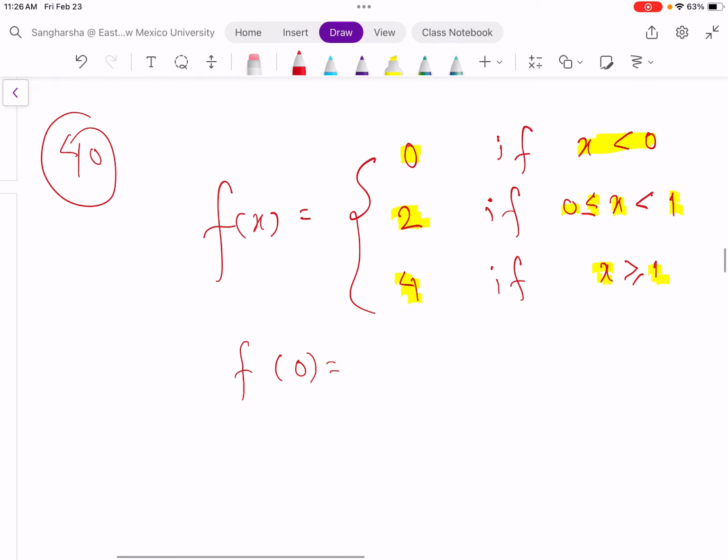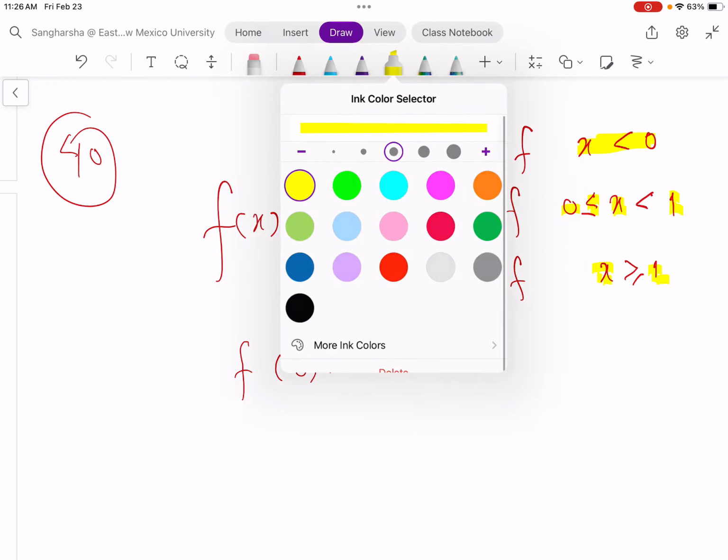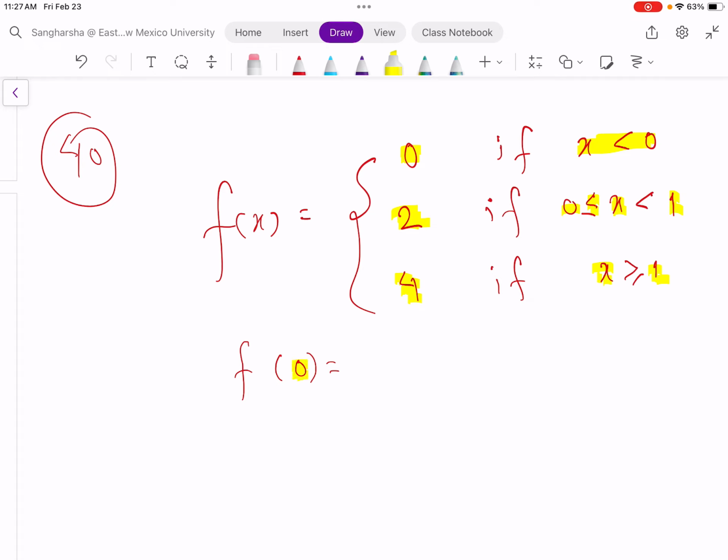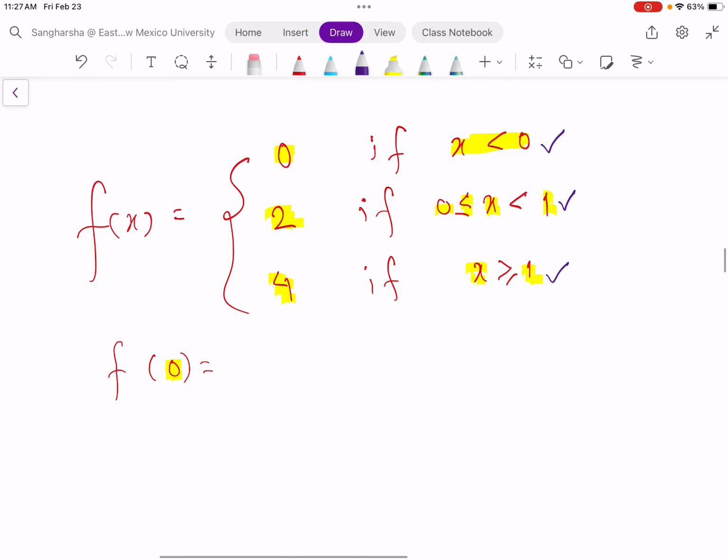That's not correct. So f of 0 means your input is 0, right? Now where do we find 0? In the first set, second set, or third set? The first set is x less than 0, so your input has to be less than 0. In the second set, x is greater than or equal to 0 and less than 1. The third set is x greater than or equal to 1. So we find 0 in the second set, right? So 2 is the output for this input.